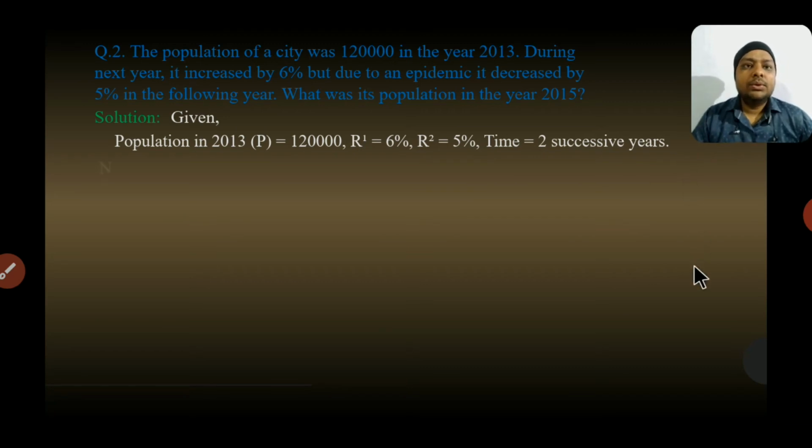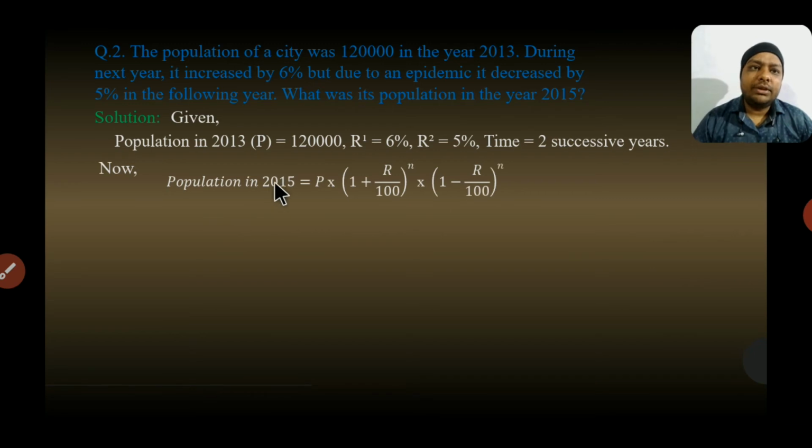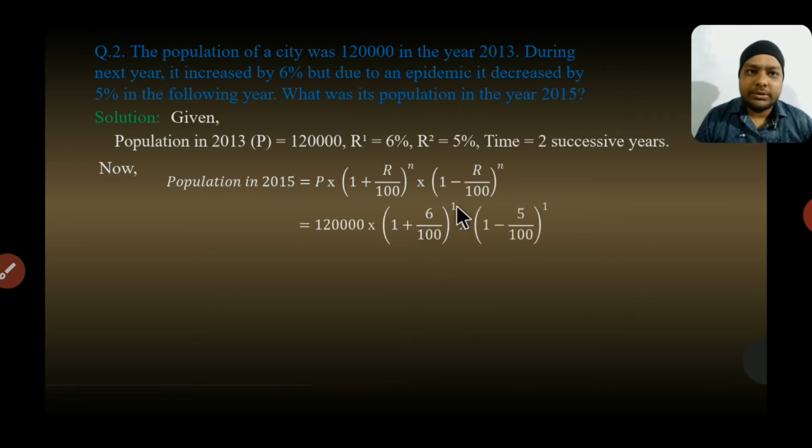Okay. So now we can use the formula: population in 2015 will be P into first increasing, so 1 plus R by 100 to the power n, second decreasing, so 1 minus R by 100 to the power n. Let's put the values: 1,20,000, 1 plus 6 by 100. The time will be the same, 1 year for 2 years. Now it will be 1,20,000 into 106 by 100 and here 95 by 100.